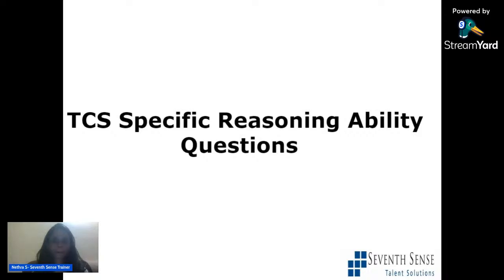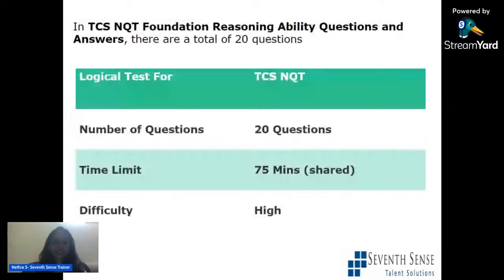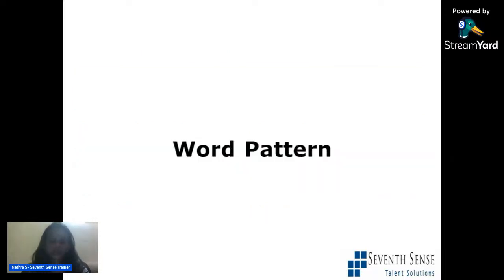So in TCS NQT formation, reasoning ability questions and answers will be there, and there will be a total of 20 questions. In this session, we'll be seeing high difficulty questions in reasoning ability, and the maximum time you will be getting for reasoning ability questions is 75 minutes. That means almost more than 2 minutes per question. In that, first we'll go with the word pattern session.